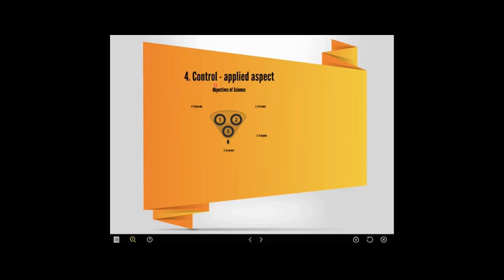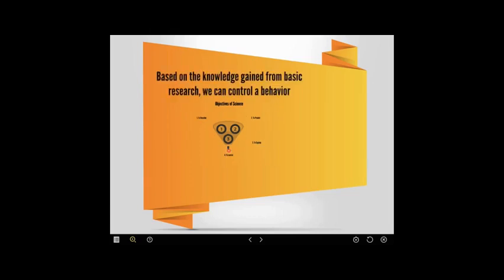So at a basic level, the objective of science, especially psychology, is either to describe a behavior or predict a behavior, to explain a behavior, or to control a behavior. And you can control a behavior when you know the causal factors underlying the particular behavior.